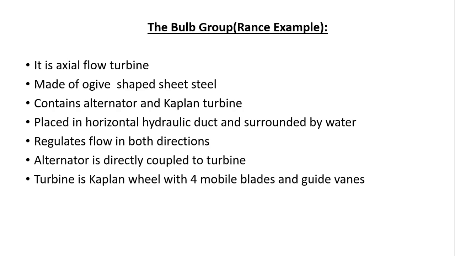The turbine here is a Kaplan wheel. It has 4 mobile blades and guide vanes. This total group, alternator and Kaplan turbine, functions as a turbine in the direct sense, basin to the sea, and it will furnish power in the reverse sea to basin direction also. It functions as a pump in the direct sense. We can see this in the next diagram.